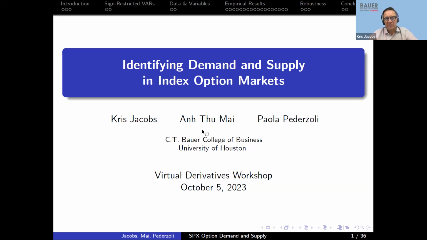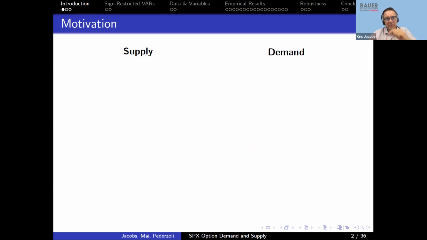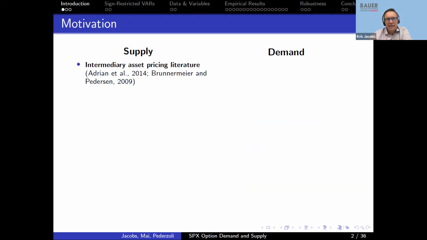Okay, so what is this all about? This is about supply and demand in index option markets. So in a sense, it's good to split up between supply and demand to highlight the contributions of this paper. On the supply side, there has been a resurgence in interest in the role of intermediaries in securities markets, mainly following the financial crisis. It became clear that especially in over-the-counter markets, these intermediaries are very important. We have to study price pressures, et cetera. We have to really understand what happens in a crisis, what the role is of these intermediaries.